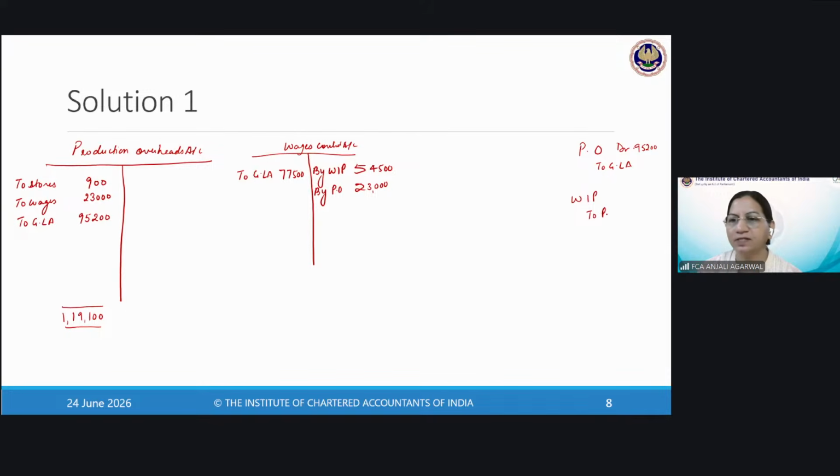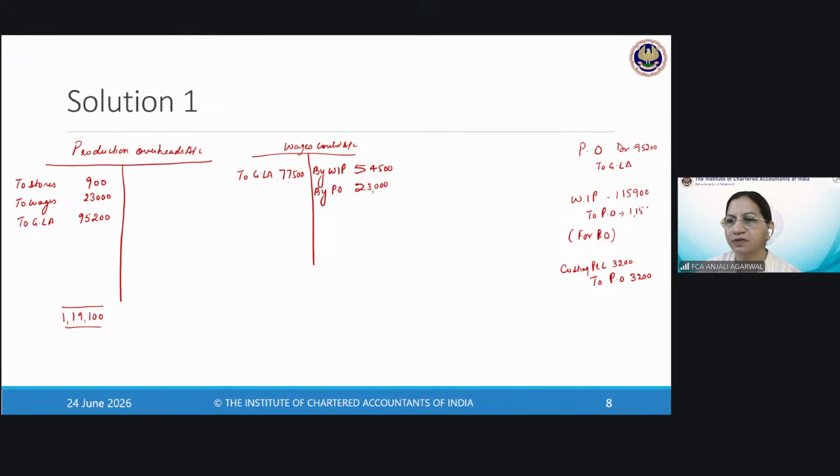WIP to production overheads for production overheads recovered. So we didn't have the information of absorption rate. We didn't have the information of how much is charged to WIP, but we have the information that production overheads are under absorbed by 3,200. So production overheads need to be credited further by 3,200 and it is to be written off. So this will move to costing P&L account. That means here the credit figure is 3,200 less than 1,19,100. So how much is charged to WIP? 1,15,900.